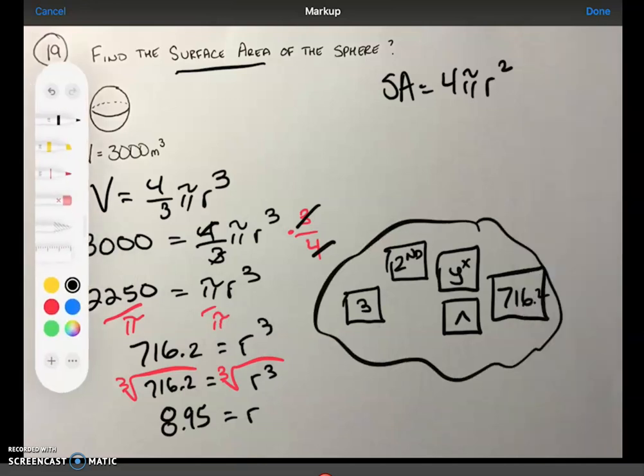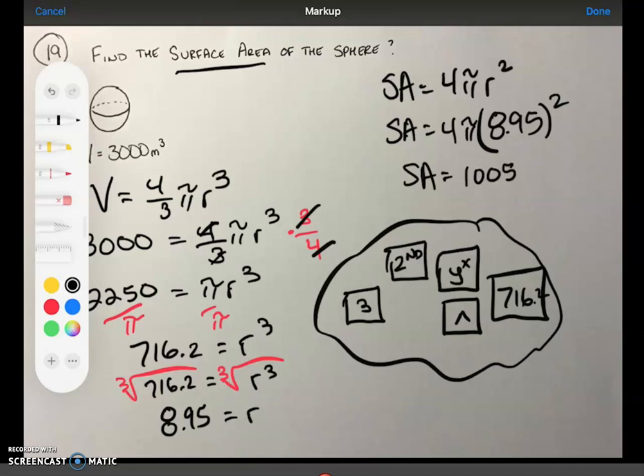So be able to figure out how to work this into your calculator. Once you know the radius, you can easily figure out the surface area. 4 times pi times, now the radius is 8.95. We'll square that. And the overall area is 1,005.9 meters squared.